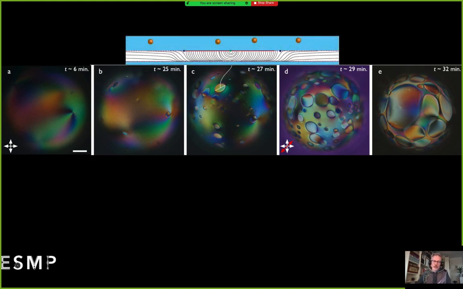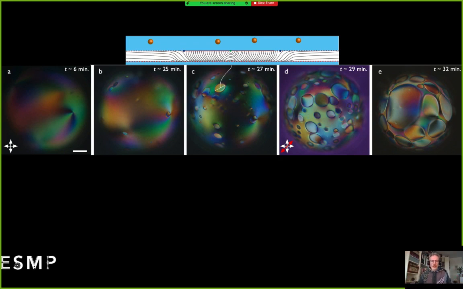And just to give you an idea what these islands that we see here are: in this case we have added liposome to the outside, so the inside is fully tangential, and inside the island you have normal alignment, but outside the island it's still tangential.